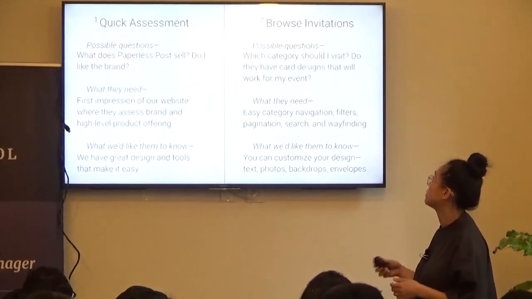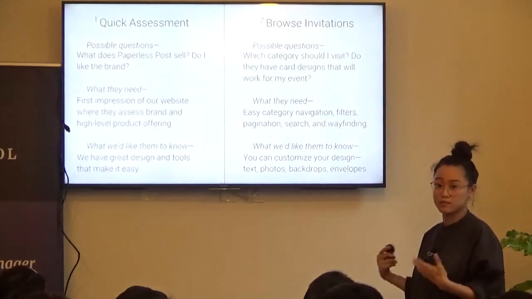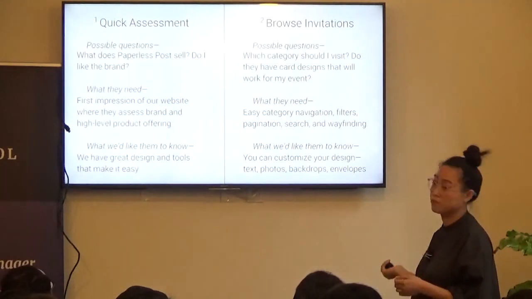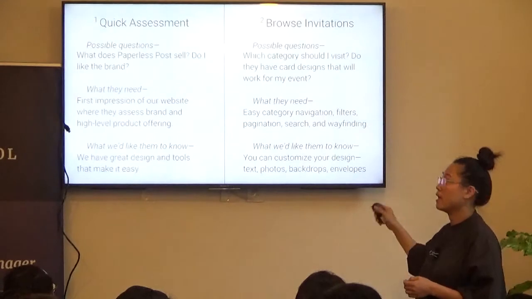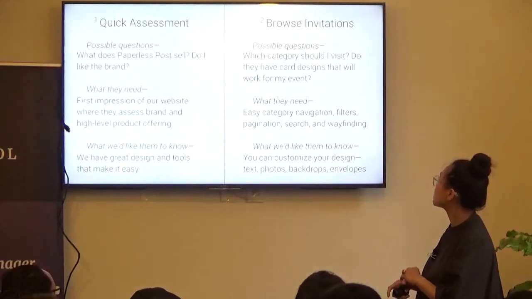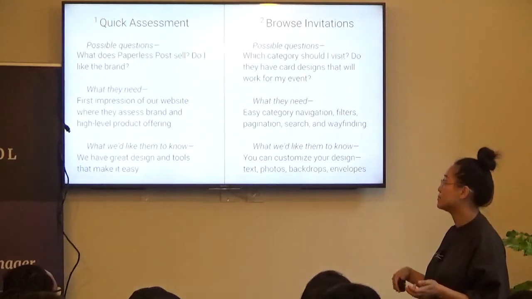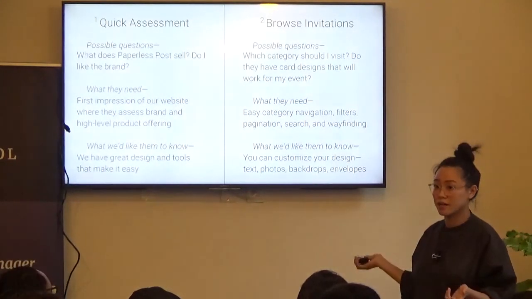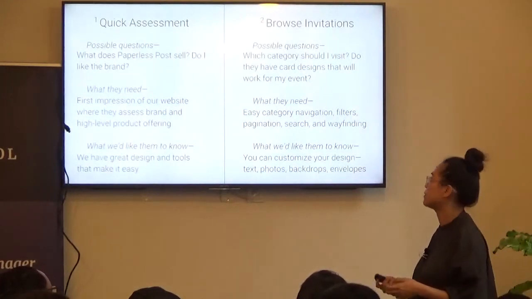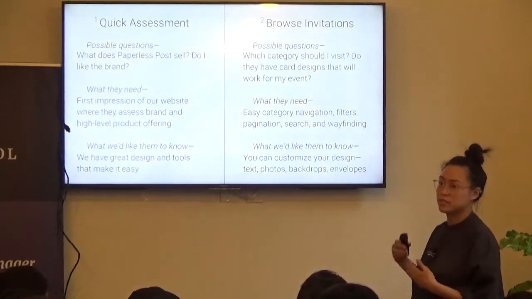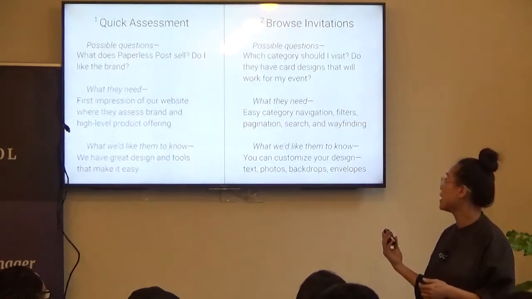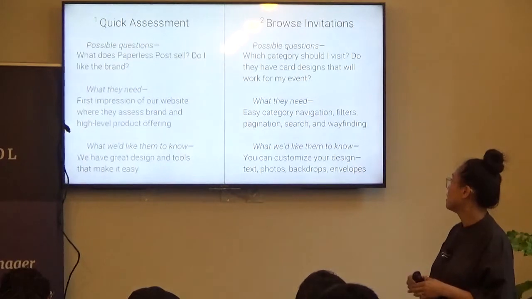Then the next step they would do is probably, once they're sold on that, they want to find that invitation. And to do that, they're looking for the category. They're like, do you have Cinco de Mayo cards, or specific cards, or do you have birthday cards? And we need to make sure that our navigation works for that and search works for that.